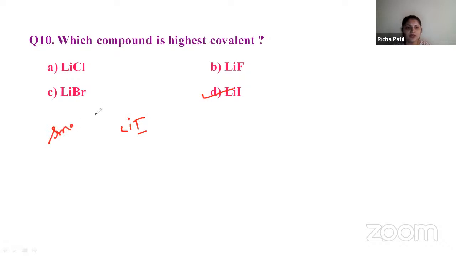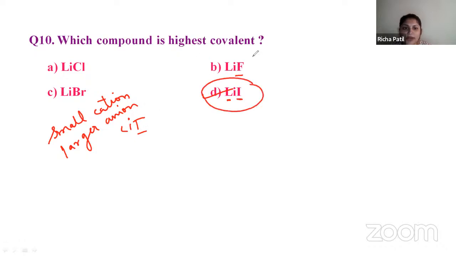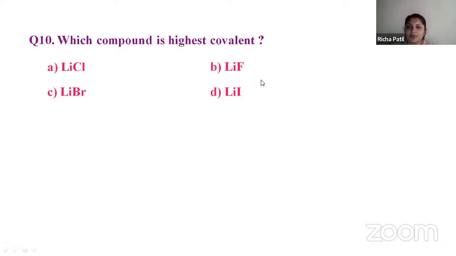According to Fajans rule, the smaller the size of the cation, the larger should be the anion. So which is having the highest? Lithium is least, and iodine will be having the larger size. Lithium has a very small size. So according to Fajans rule, lithium iodide is the highest covalent. Smaller the size of the cation, larger the anion, greater its covalent character. So this is Fajans rule.